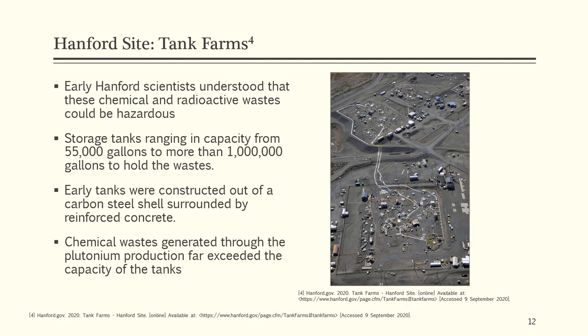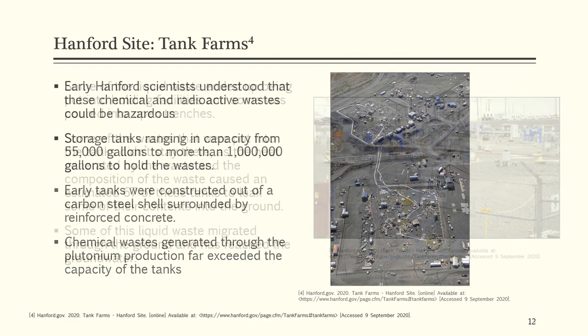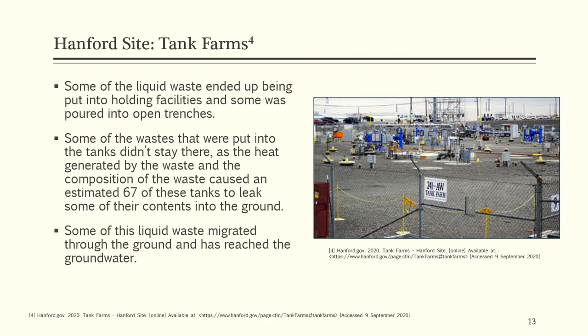And the early tanks were constructed out of a carbon steel shell surrounded by reinforced concrete, and this later became very important because of how much radioactive waste can exit anything less than concrete and steel. And the waste generated, though, was more than the capacity of the tanks. So some of the liquid waste ended up being put into holding facilities, and some was directly poured into open trenches because they could not contain it inside of these tanks.